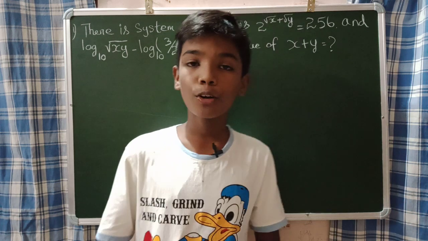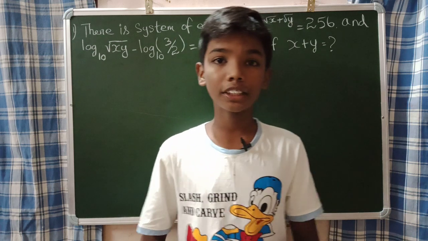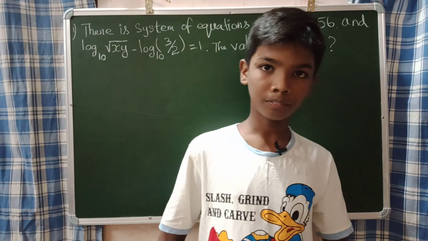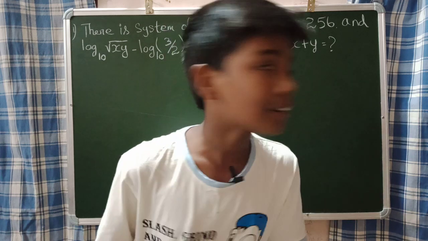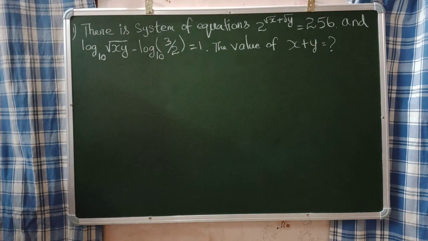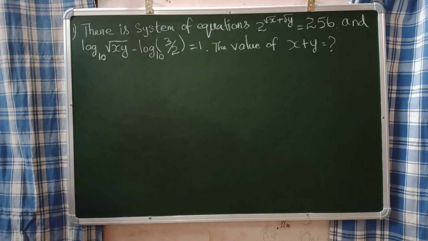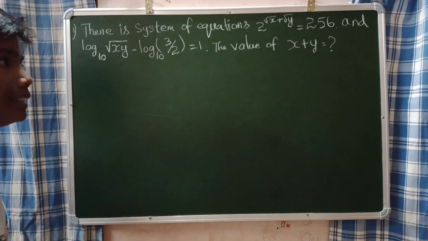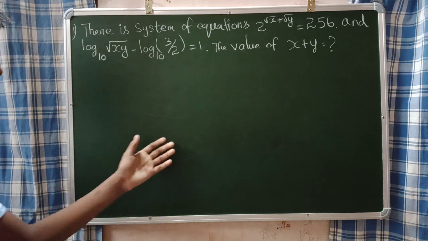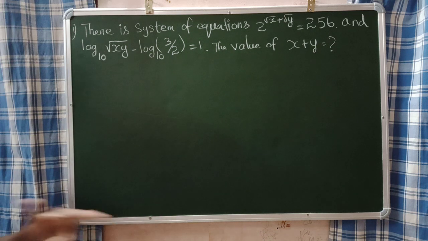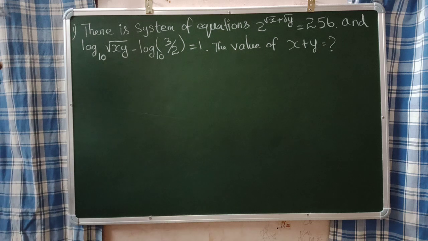So today we're going to solve the most important questions based on JEE Advanced level. So let us start to solve our questions, guys. Our first question is, that's a system of equations: 2 to the power of root x plus root y is equal to 256, and log to the base 10 of root xy minus log to the base 10 of 3 by 2 is equal to 1. Then what is the value of x plus y? That is what they are asking in the question.